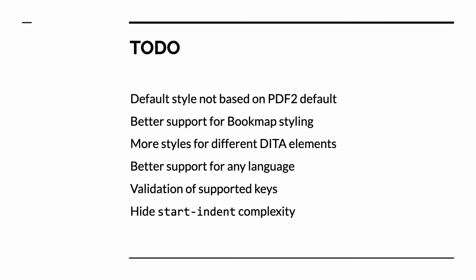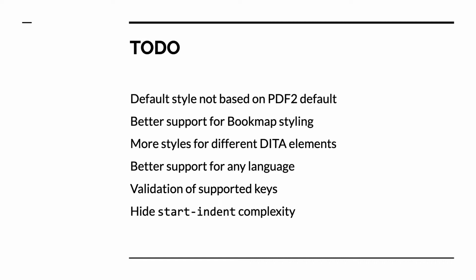The other one is better support for bookmap. Bookmap is more difficult because you have parts, chapters, all sorts of weird book-like things. Those work right now, but they are not pretty in all cases. And for example, our documentation PDF uses a bookmap.